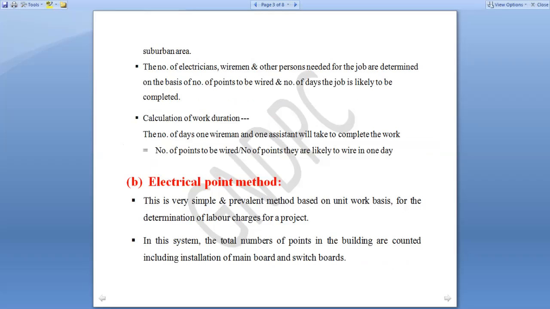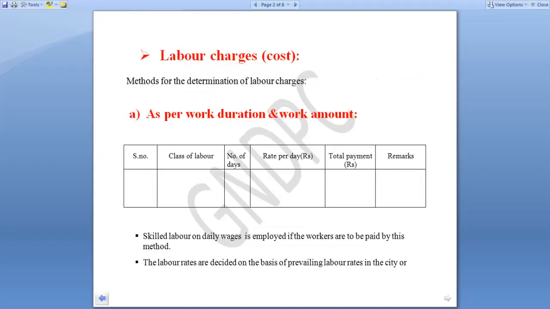The number of electricians, firemen, and other persons required for the job are actually determined on the basis of the number of points to be wired and the number of days the job is likely to be completed. The calculation of the work duration depends on the number of points to be wired divided by the number of points they are actually likely to wire in one day. Coming back to the table, the class of labor is categorized, then the number of days for the work and the rate per day, which comes to a total payment, that is, rate multiplied by the number of days.